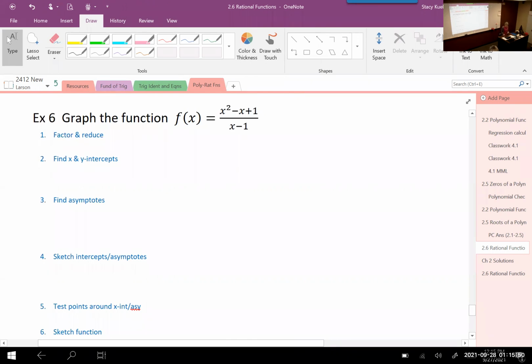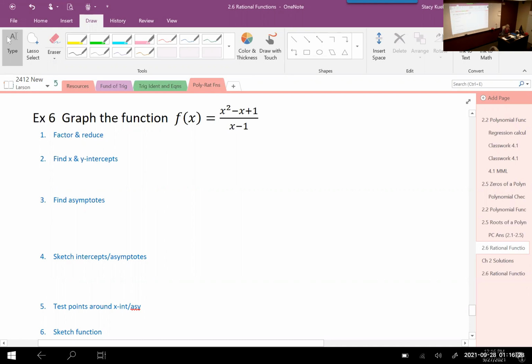X squared minus x plus 1 over x minus 1. Okay. Will this factor? No, there are no factors of 1 that add to give you 1. So this doesn't factor.